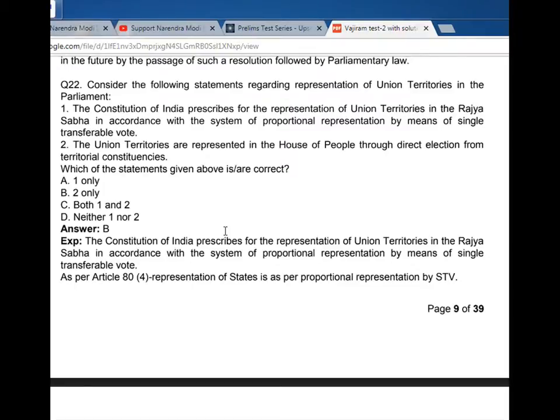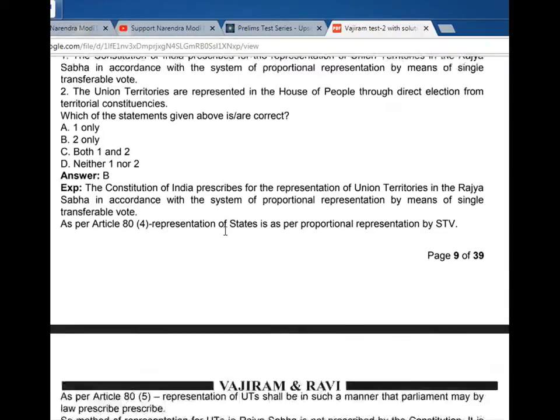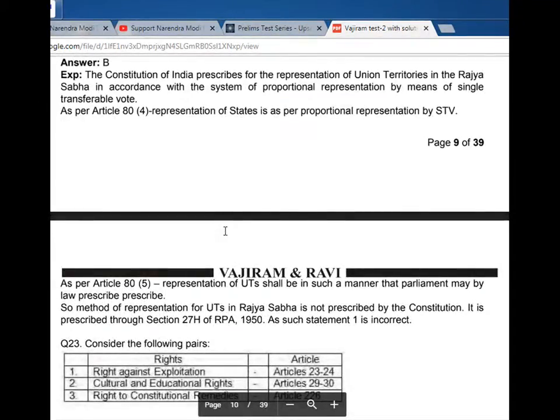The Union territories are represented in the House of the People through direct election from territorial constituencies. The Constitution of India prescribes for the representation of Union territories in the Rajya Sabha in accordance with the system of proportional representation by means of single transferable vote.